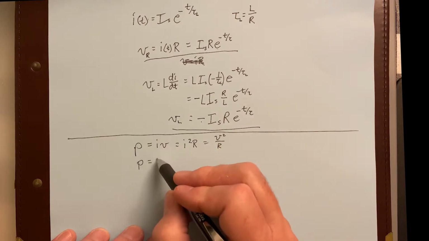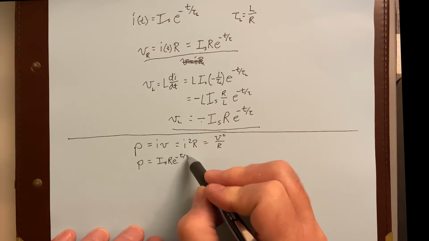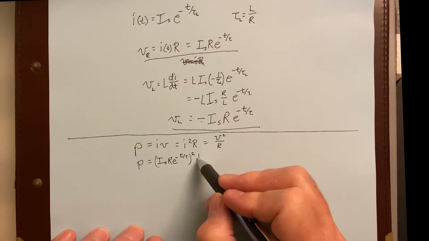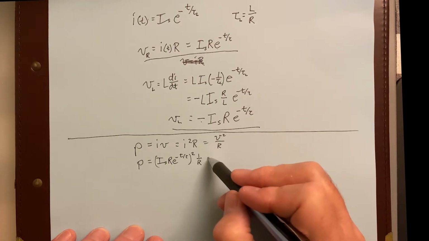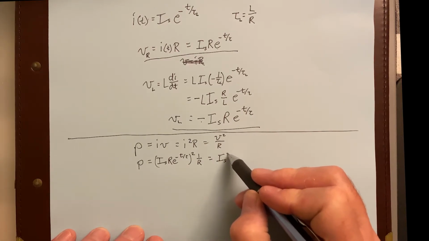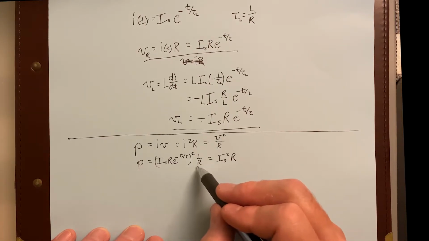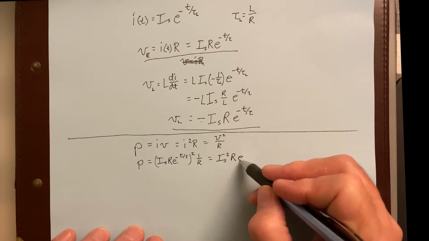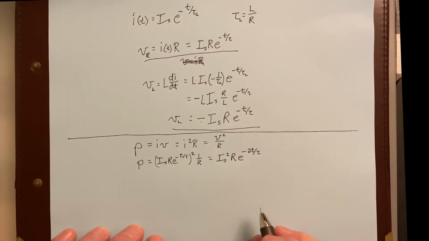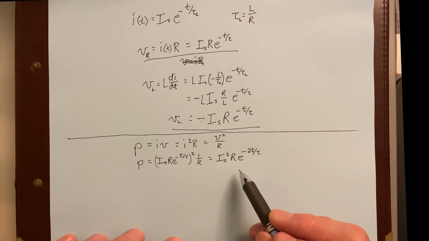So this one is going to be I sub S R e to the negative t over tau. Now we need to square that and then multiply by 1 over R. Okay. So what do we end up with? I sub S squared times R, one of those R's cancels here, times e to the negative 2t over tau. Okay, look at this now. This is going to look the same sort of way.